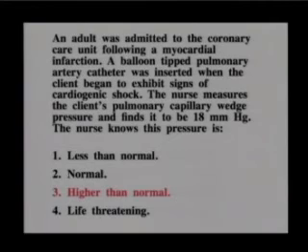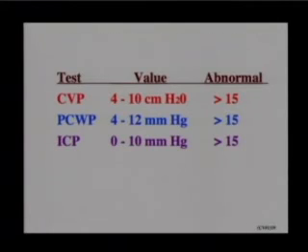So let's look at what the normals are. The normals for pulmonary capillary wedge pressure are in the 4 to 12 millimeters of mercury range, with greater than 15 being considered really abnormal. And in this question, it was 18. Above 20 would be considered life-threatening. Now, this slide also shows us central venous pressure and intracranial pressure numbers as well. Notice that all of them are abnormal when they get to be greater than 15.